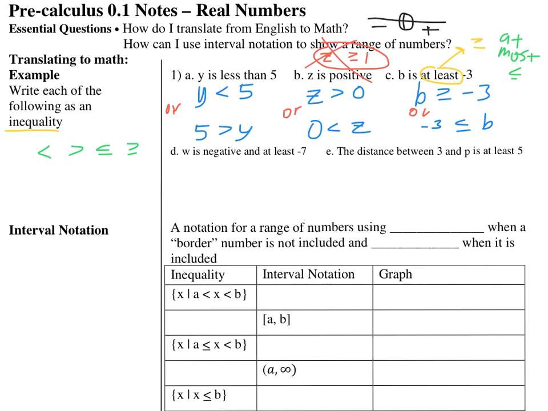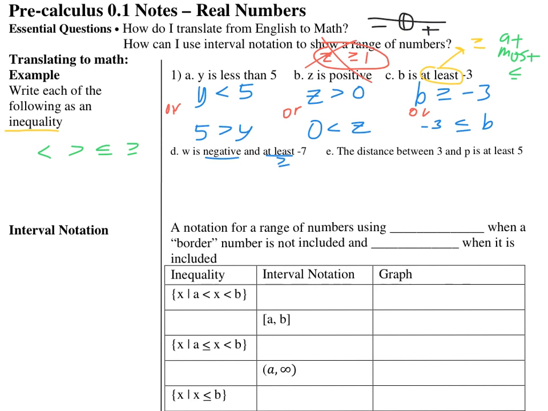Okay, next up here. W is negative and at least negative 7. So right away, I see that we have that phrasing again, at least, and I know that that's going to refer to a greater than or equal to. But then we also have negative, so I know that's going to have something to do with 0, since we talked about earlier, 0 is kind of the border between positive and negative.